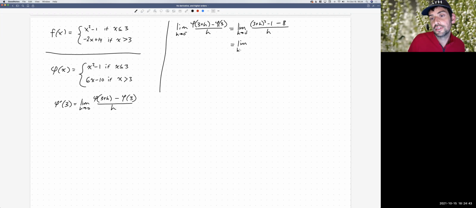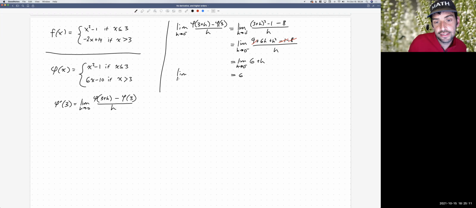So again, the limit as h goes to 0 from below, (3 plus h) squared is going to give me 9 plus 6h plus h squared, minus 1, minus 8, all over h. 9, negative 1, negative 8 goes away. We have 6h plus h squared, but we've got a factor of h in the denominator, so this will become 6 plus h. h goes to 0 and we're left with 6. So the left-hand limit, the limit from below, is equal to 6.